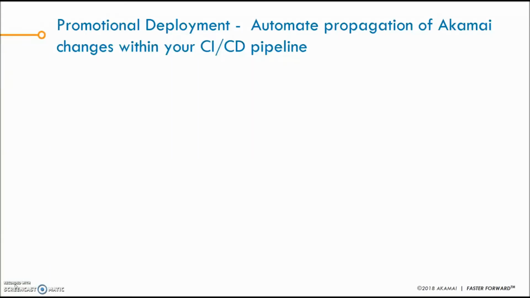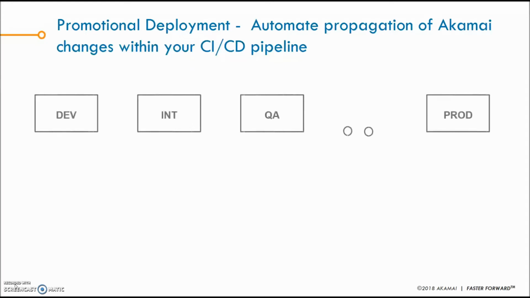Forget CDN changes for a while. Today, almost all development teams have a pipeline set up to test their code changes in different environments before they eventually make it out to production. Typically, these might be dev, integration, QA. They could be called whatever, could be as many or as few as desired.